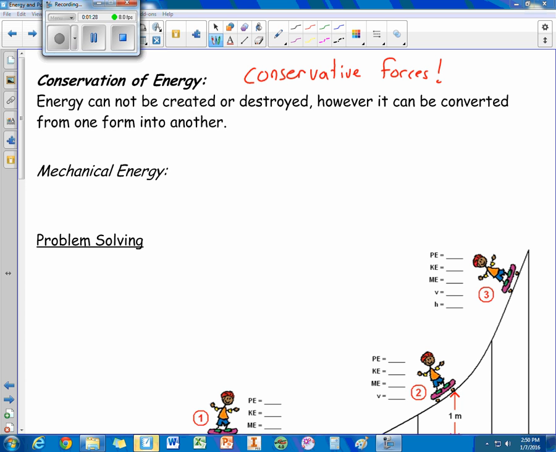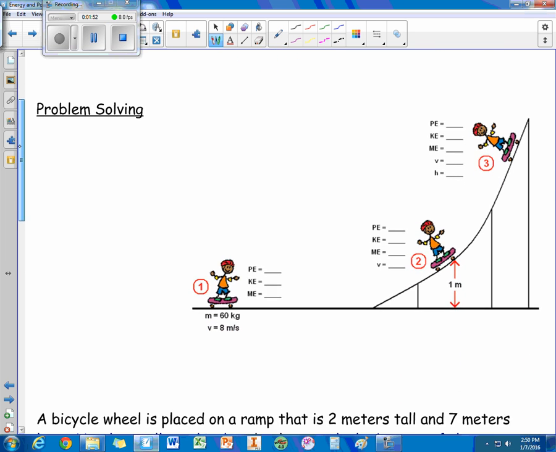Now this leads us to something called mechanical energy. Mechanical energy is equal to all forms of kinetic plus all forms of potential energy. And as long as we have conservative forces in a system, mechanical energy will be conserved. So let's take a look at a couple examples then.